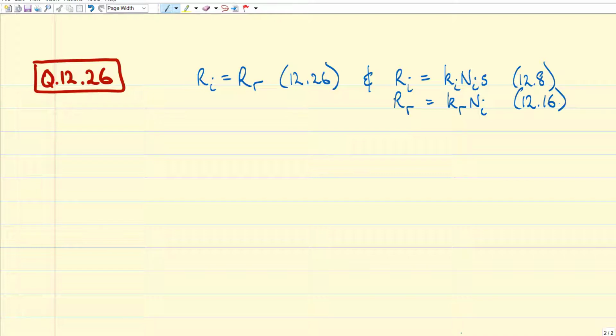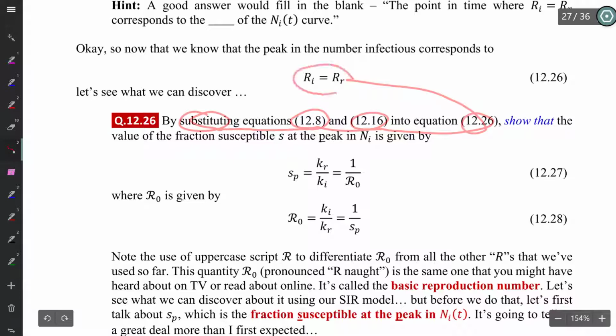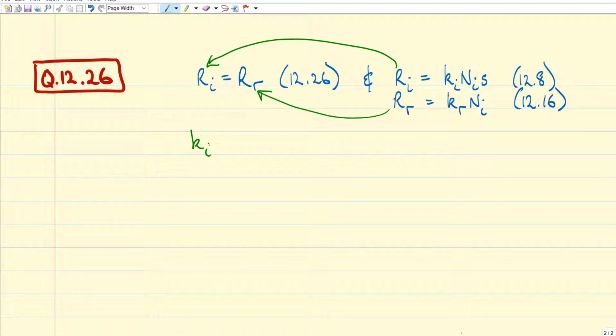So the question says to substitute these, that one and that one, into this one, which is there. So that's what we're going to do next. Let's do it in a different color, green. We're going to plug that into there, and we're going to plug that into there. And so when we do that, you get Ki Ni s, right? We replaced Ri with the other side of this equation, and then we're going to replace Rr with that expression.